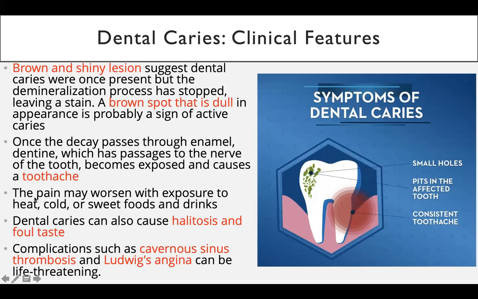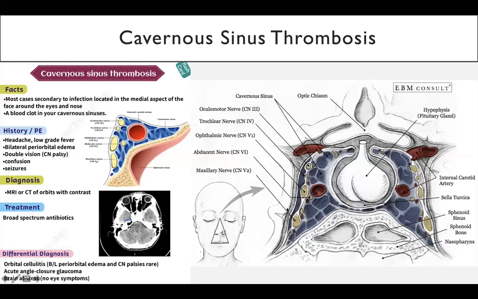As you remember from the previous slides, the pain may worsen with exposure to heat, cold sensitivity, or sweet foods and drinks. Dental caries can also cause halitosis, foul smell, foul taste, bad breath. Complications such as cavernous sinus thrombosis, CST, and Ludwig's angina can be life-threatening. So let's see what those are. Cavernous sinus thrombosis.